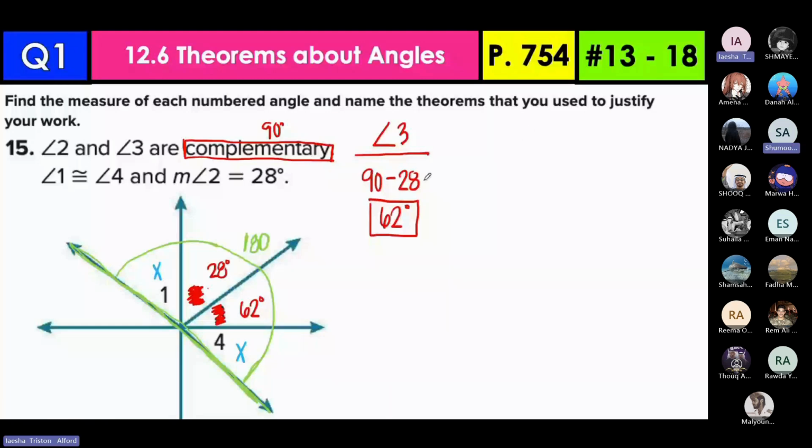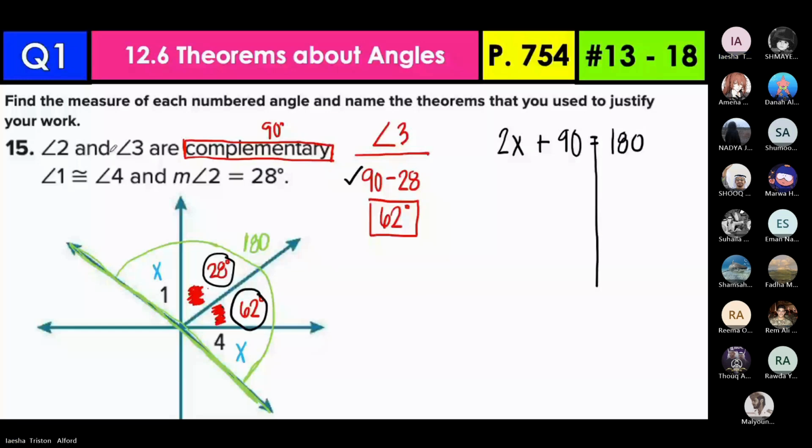2x plus 28 plus 62 equal 180. Yeah, what's 28 plus 62? 90. So 2x plus 90 is equal to 180, right? Where did we get the 90? Because we know 2 and 3 were complementary.